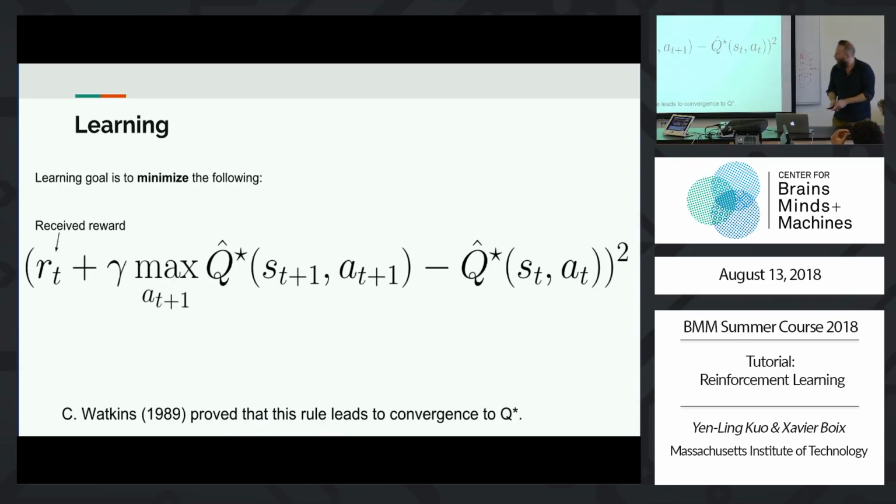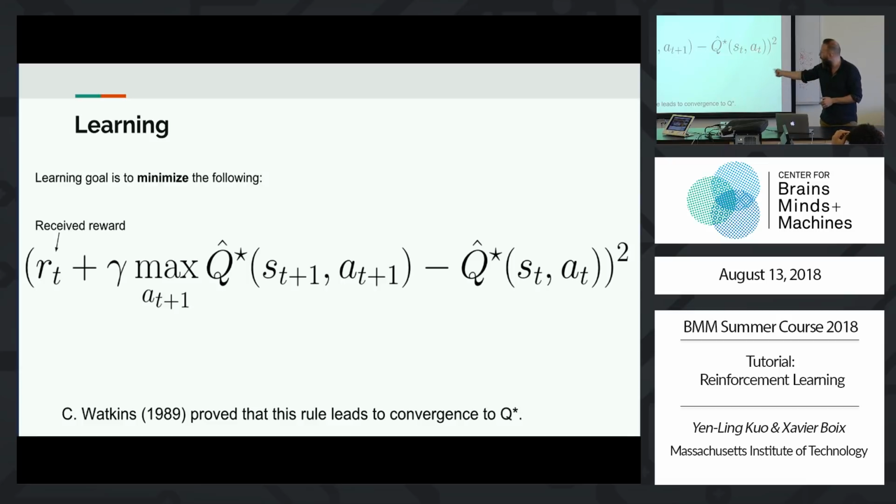And this guy, Watkins, in '89 proved that if you use this loss function, if your goal is to minimize this, I will explain a bit why this. If your goal is to minimize this, the neural network minimizes this. Over here, you have a square loss. Essentially, under some assumptions, you will converge to the optimal Q function.